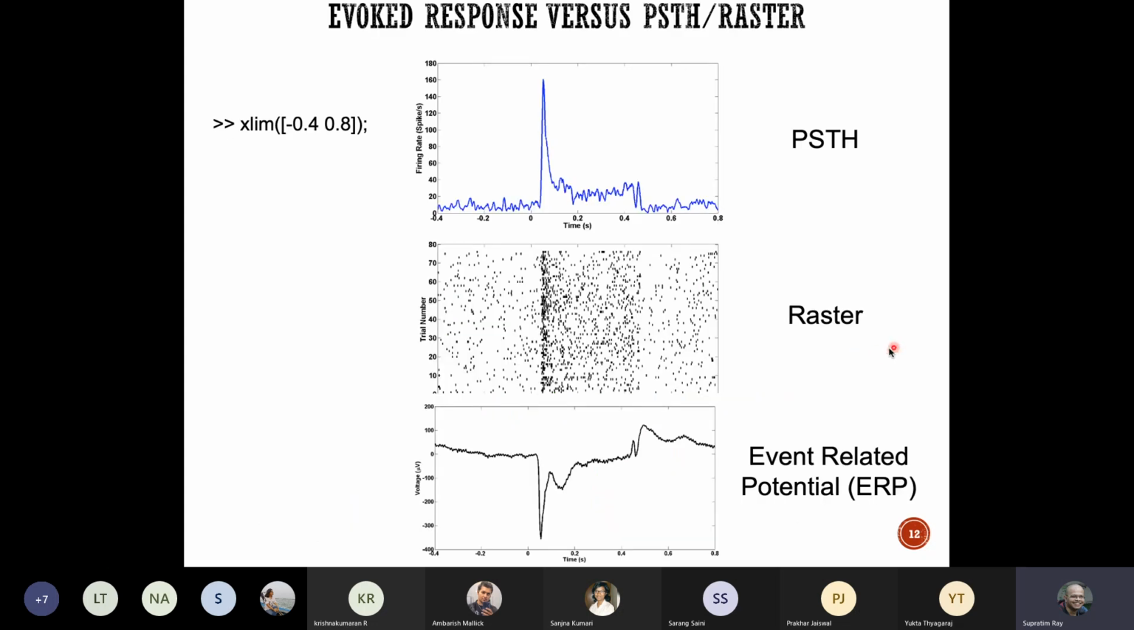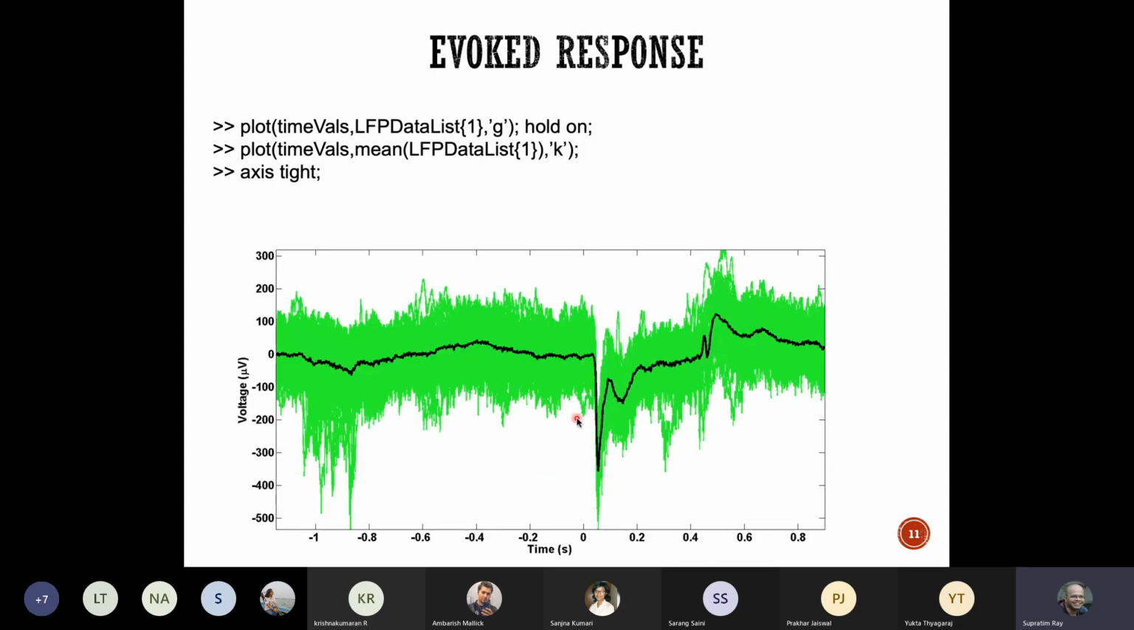So I can align them together. This was the PSTH, this is the raster plot, and this is the event-related potential, ERP, or the evoked response. You can see that whenever the stimulus came on, it excited the neurons and generated sinks and sources, and the LFP and the spiking activity both reflect that. This is the signal that I'm going to look at for this entire module, the local field potential. The evoked response is just the average of these trials.